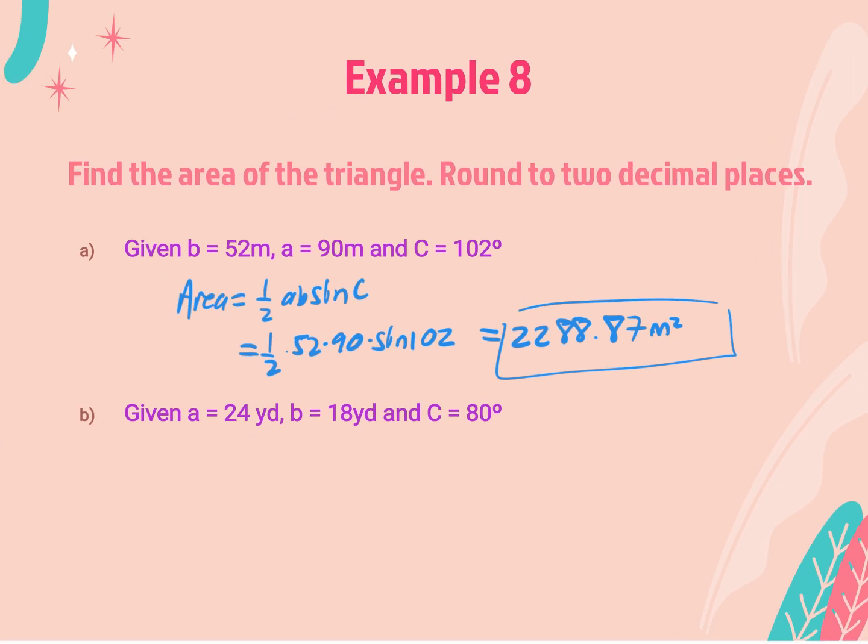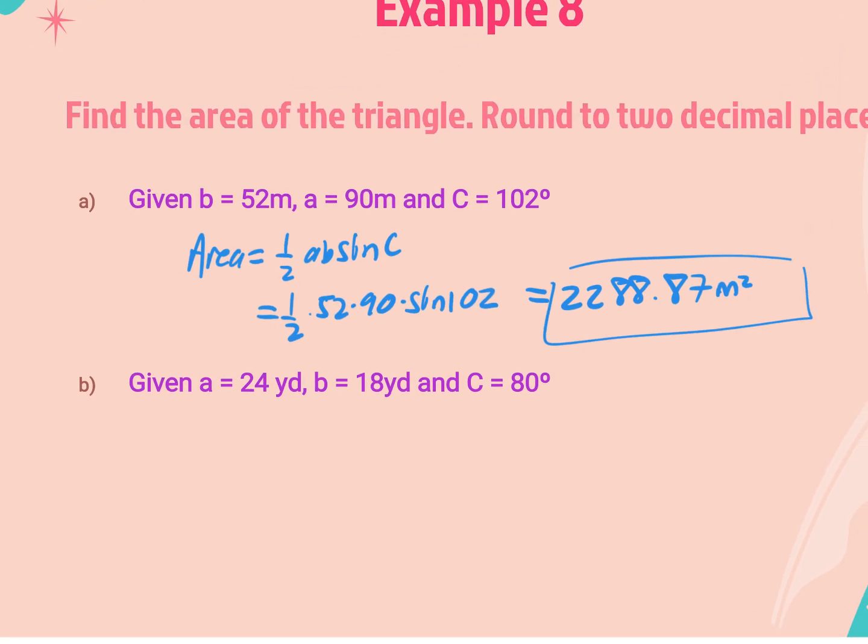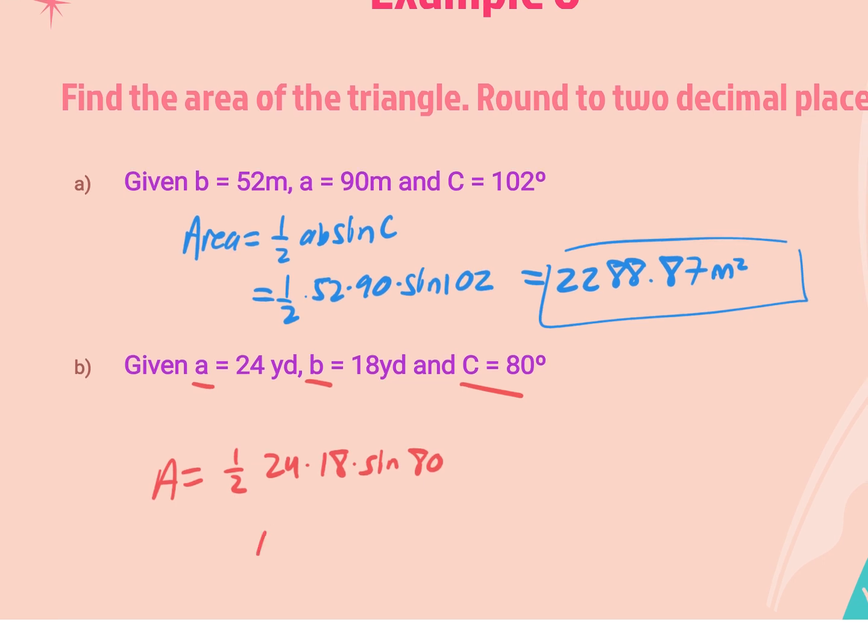All right, we can do the exact same thing in the next problem. All right, I want to find my area given a side a, a side b, and an angle C. I would use the same variant of that formula. So my area is going to be 1/2 times 24 times 18 times sine of 80. All right, now once again, you plug this in your calculator. All right, and that should get you, your area is 212.72.